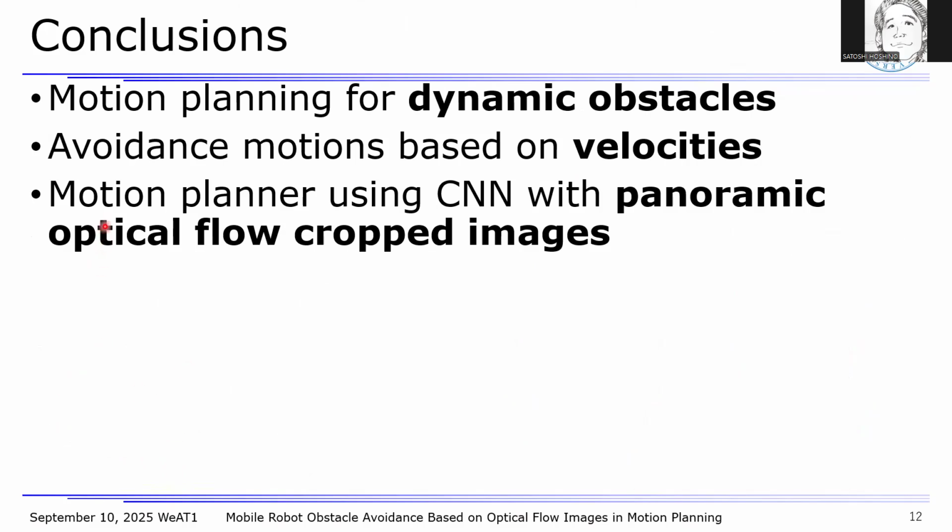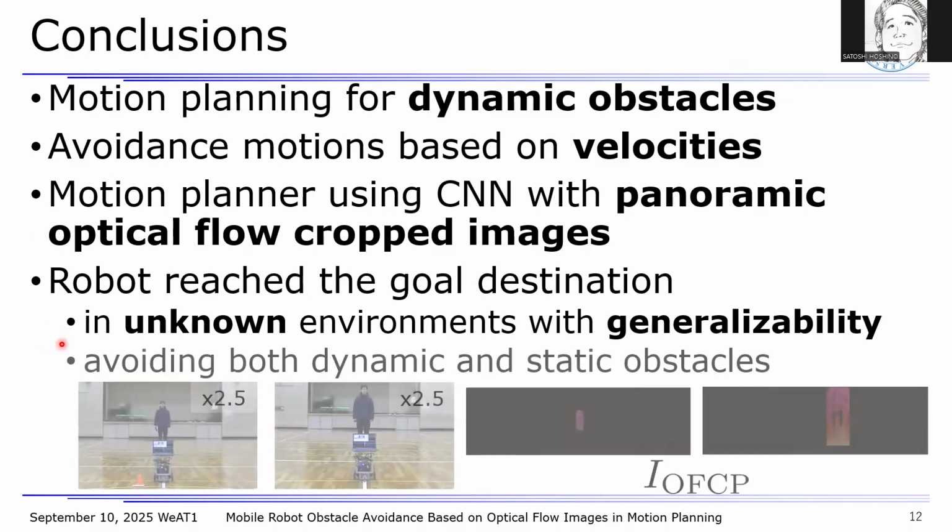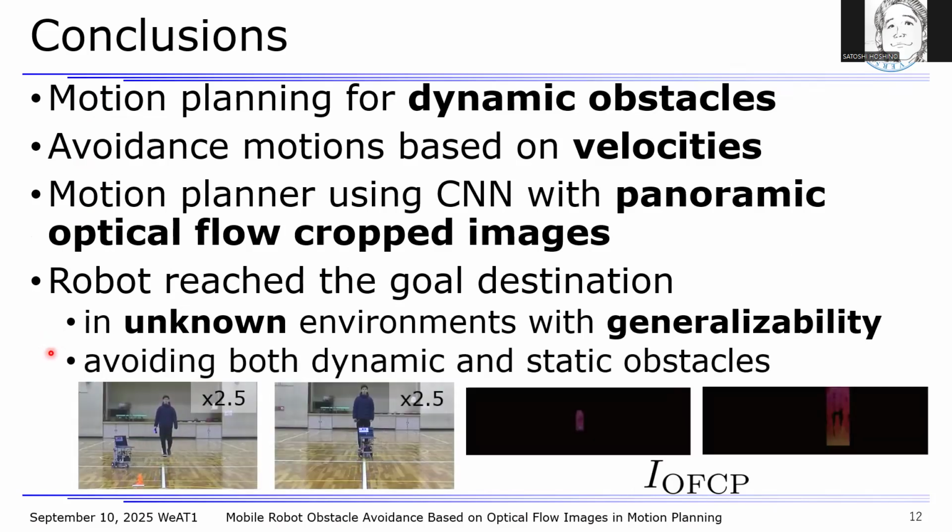In conclusion, we propose a CNN-based motion planner with optical flow images to enable the robot to plan avoidance motions based on varieties of dynamic obstacles. Through navigation experiments, we demonstrated that the robot using the proposed motion planner moved autonomously not only in known environments, but also in unknown environments with enhanced generalization capability. Additionally, the robot successfully avoided both dynamic and static obstacles with smaller optical flows and reached the goal destination.